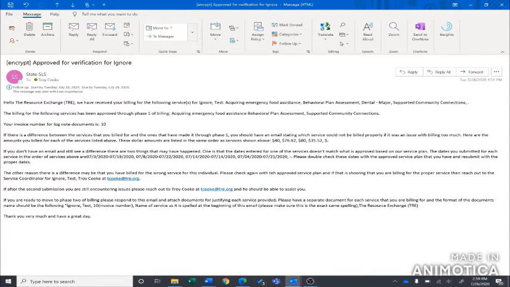So as you can see, it says, please check again with the approved service plan, and if that is showing that you are billing for the proper services, then reach out to the service coordinator for test ignore, Troy Cook at that email. Right, and so this will change depending on who the service coordinator is.